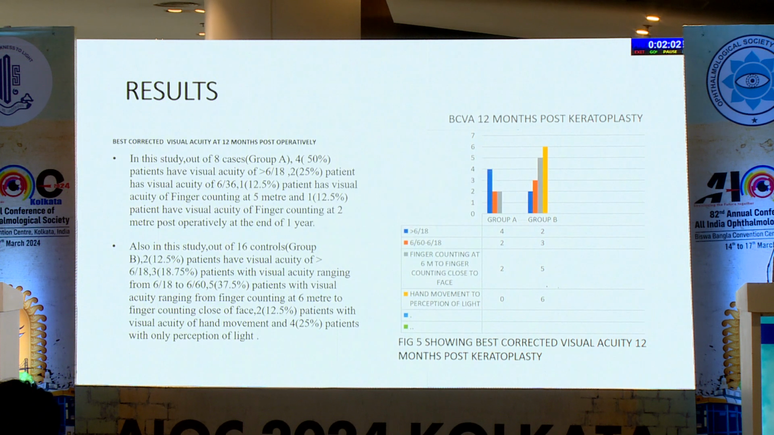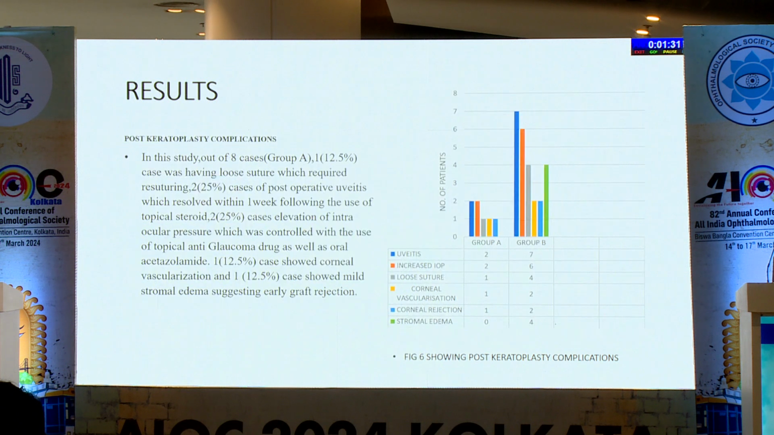At 12 months of follow-up, in group A, 4 patients accounting for 50% had visual acuity of more than 6/18, whereas in group B, 2 patients accounting for 12.5% had visual acuity of 6/18. In group A, at the end of 1 year, only 1 patient had visual acuity of finger counting at 2 meters, whereas in group B, 4 patients had visual acuity of no perception of light and 2 patients had visual acuity of hand movement.